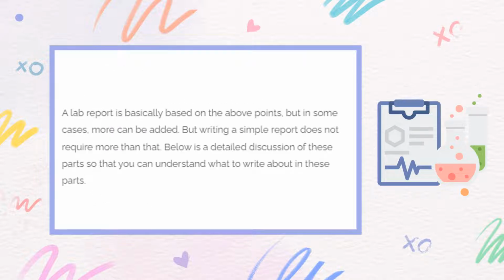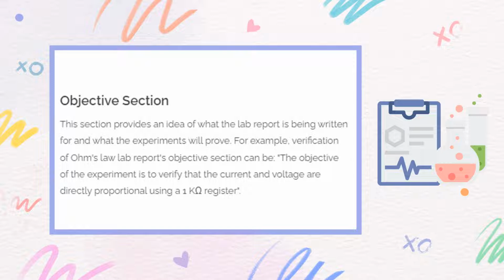A lab report is basically based on the above points, but in some cases, more can be added. But writing a simple report does not require more than that. Below is a detailed discussion of these parts so that you can understand what to write about in these parts. Objective section. This section provides an idea of what the lab report is being written for and what the experiments will prove. For example, verification of Ohm's law lab report's objective section can be: the objective of the experiment is to verify that the current and voltage are directly proportional using a 1K ohm resistor.